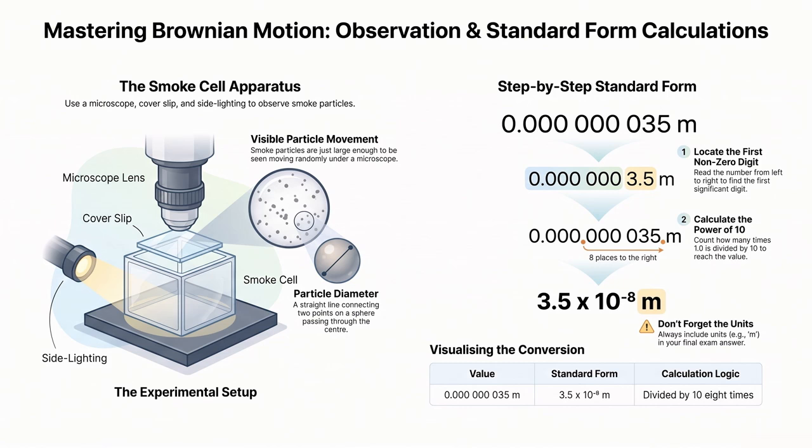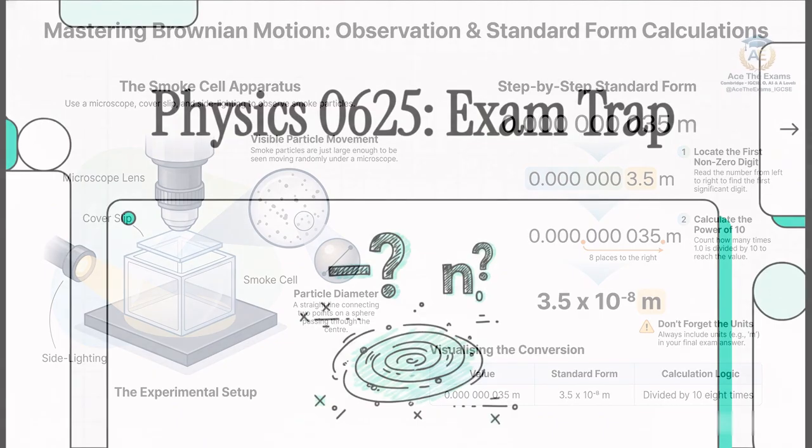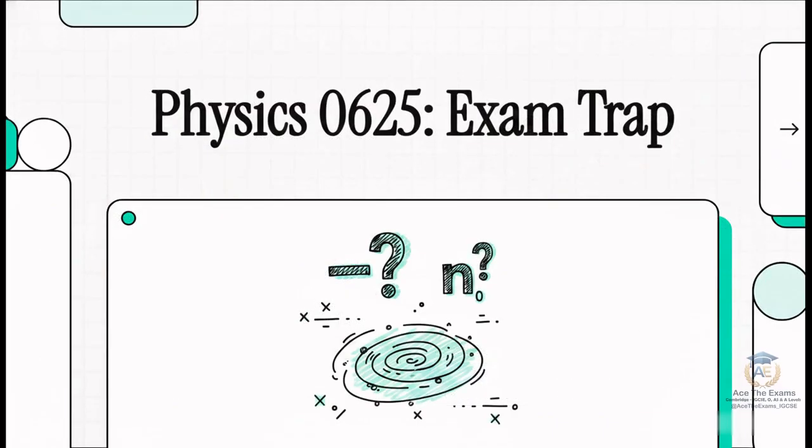Look at the calculation about to pop up on your screen. If you see this on your Cambridge Physics 0625 exam and drop a single negative sign or forget one tiny letter at the end, your ace star literally vanishes. Let's tackle an urgent intervention for a terrifying exam trap hidden right inside the Brownian motion topic.